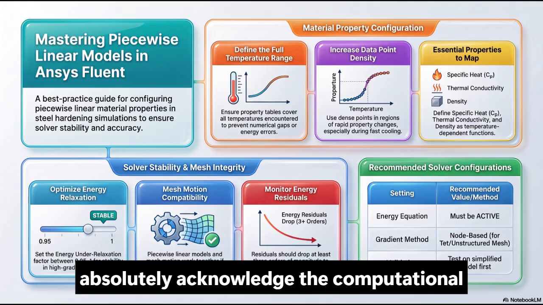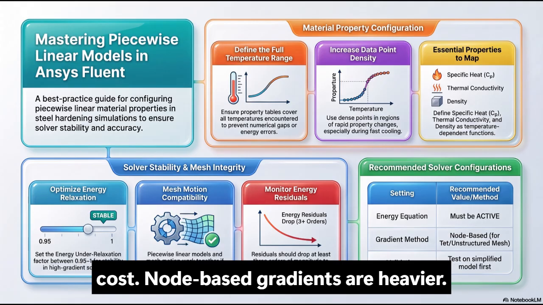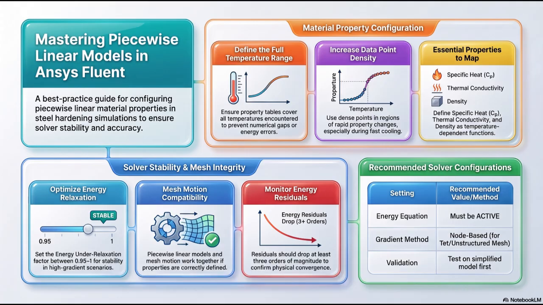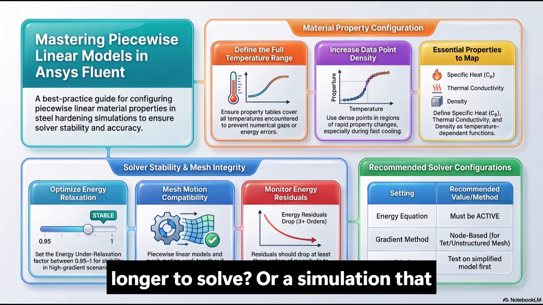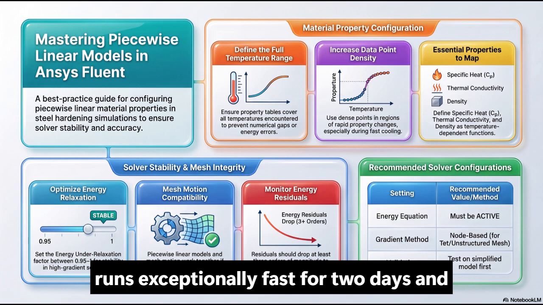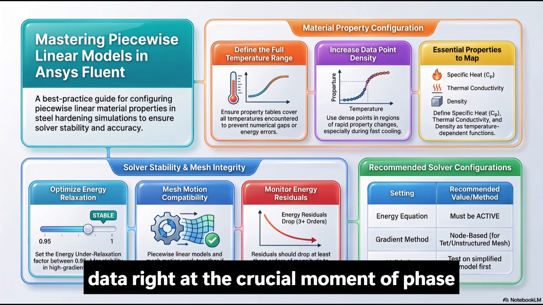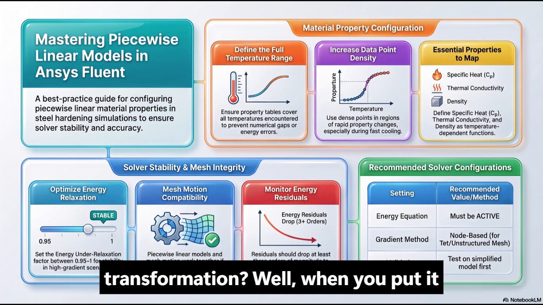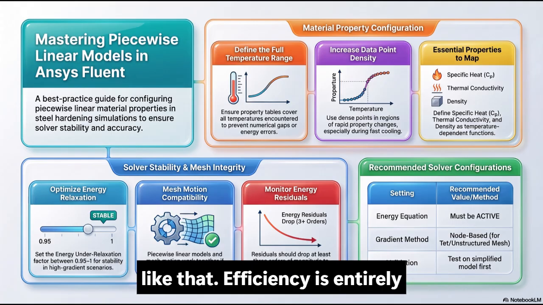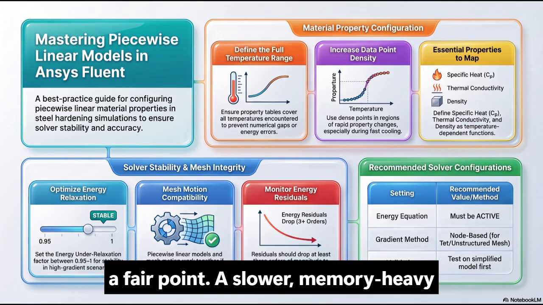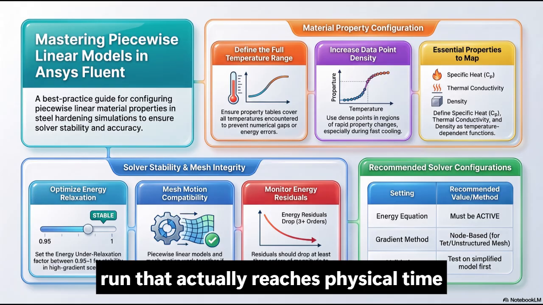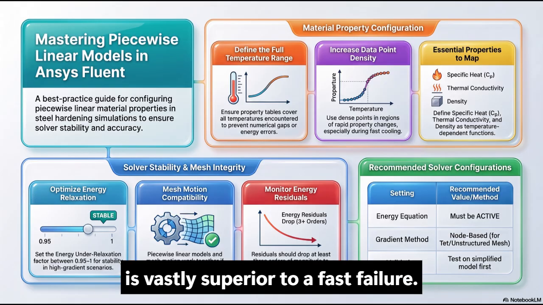I absolutely acknowledge the computational cost. Node-based gradients are heavier. But ask yourself this, what is more expensive? A simulation that takes 20% longer to solve? Or a simulation that runs exceptionally fast for 2 days and then completely crashes and burns your data right at the crucial moment of phase transformation? Well, when you put it like that, efficiency is entirely irrelevant if the math diverges. That is a fair point. A slower, memory-heavy run that actually reaches physical time is vastly superior to a fast failure.